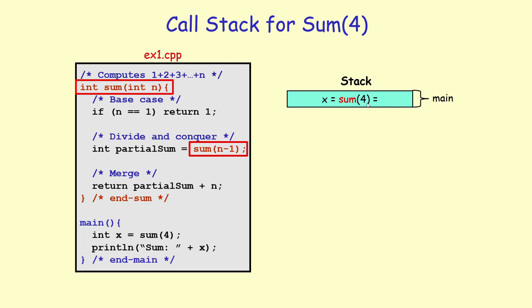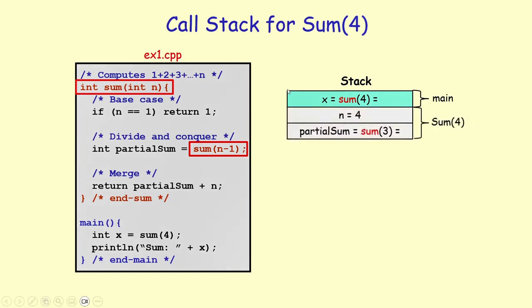So when we make a function call to sum 4, obviously you're going to allocate on the stack enough space for the parameter, since it has only one parameter, and it has one local variable called partial sum. So this is the invocation frame or call frame for sum 4. Again, a space for the parameter n, which has a value of 4, and a space for the local variable partial sum, whose value is undefined at this point because we did not assign anything to partial sum yet.